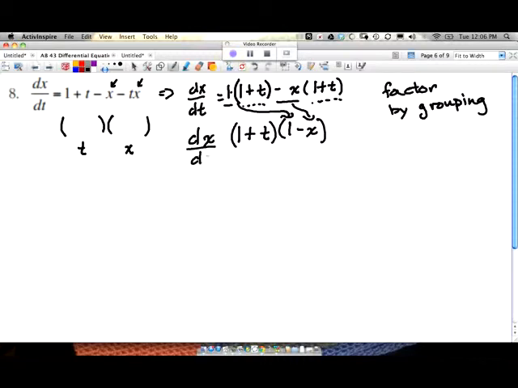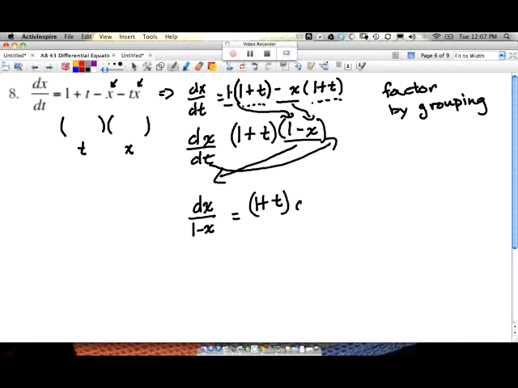So I got dx dt equals all this. Well, I got to take this x term, move it over to the left side, take the dt, move it over to the right side. So those two are going to kind of swap places. I'd have dx over 1 minus x equals 1 plus t times dt. At this point, pretty straightforward, integrate both sides.